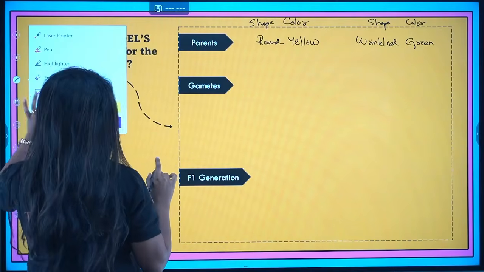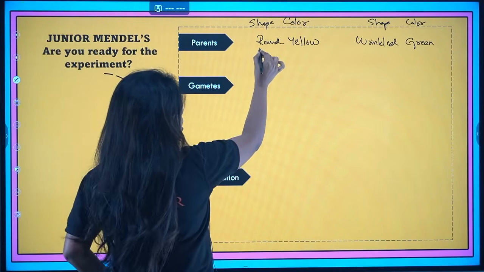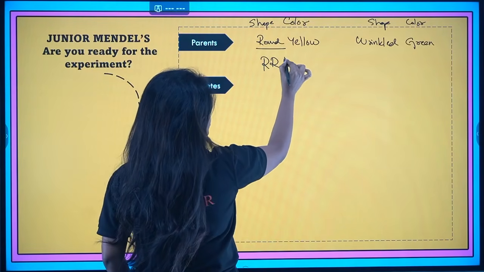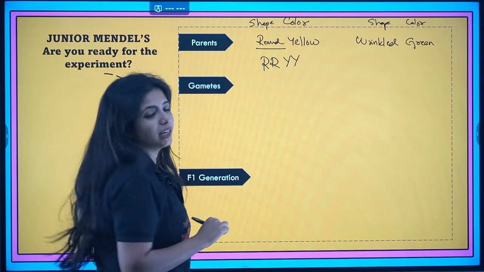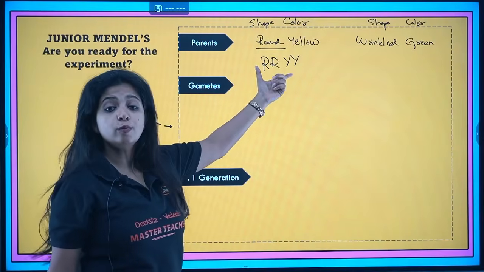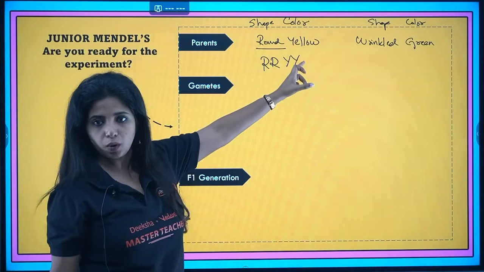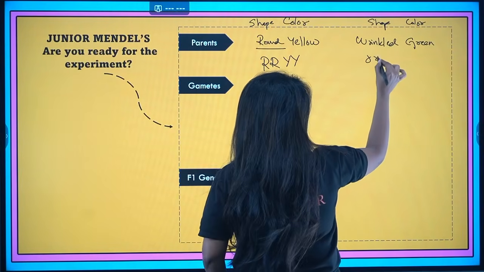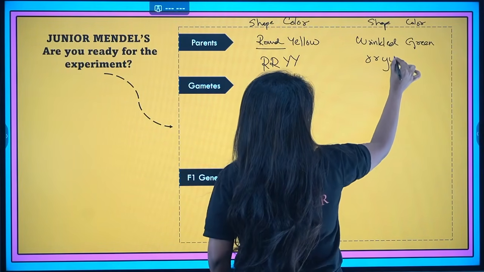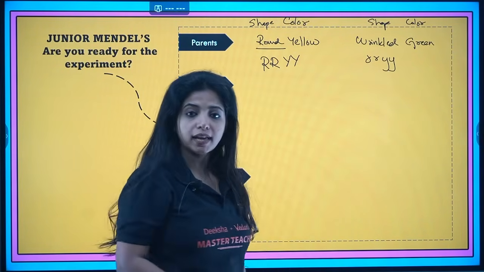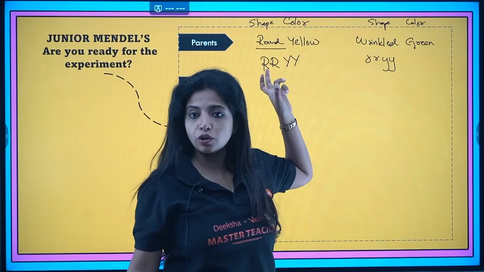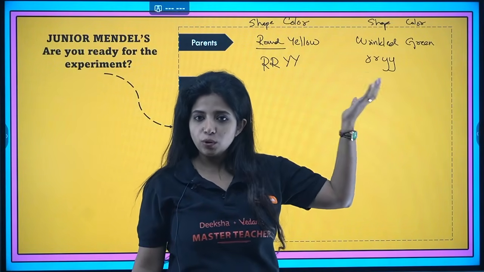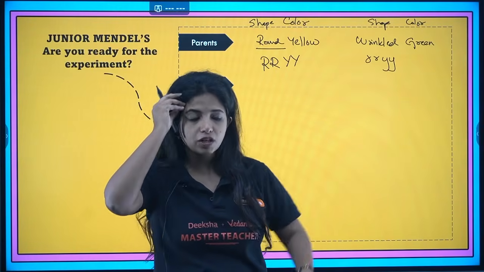Now listen to me very, very carefully. Round is represented like this, capital R, capital R. Yellow is represented like this, capital Y, capital Y. That means they are homozygous, pure breed round and yellow. Both the alleles are the same. Here the wrinkled one is represented by small r, and the green one is represented by small y. This is again homozygous, and these are recessive traits. These are dominant traits. We have studied in seed shape, my dear children, round is dominant and yellow is also the dominant color.